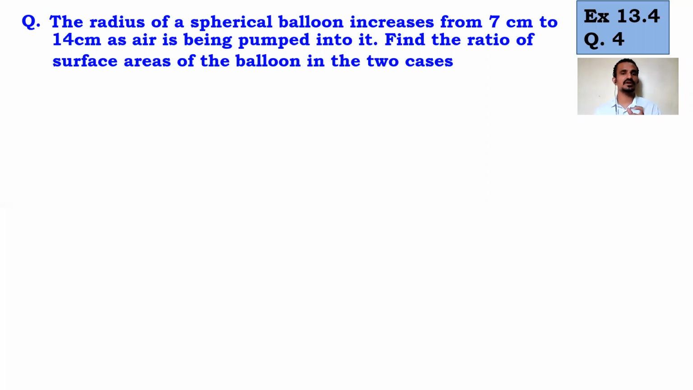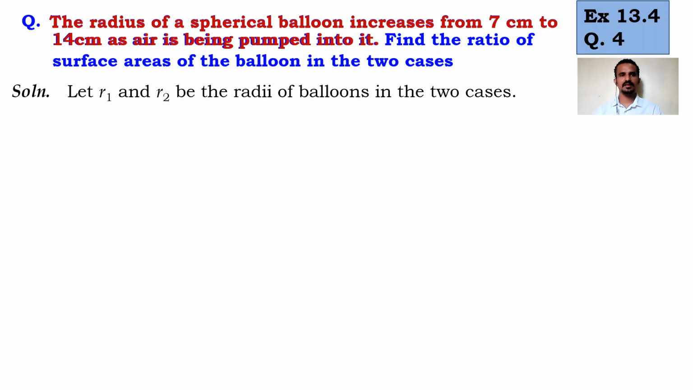Okay. So the questions based on ratio are very interesting. So let us understand this here. We know the radii in both the cases. So the first thing, we'll assume R1 and R2 are the radii of the balloon in 2 cases. Then R1 is 7 and R2 is 14. This is the information that we have.